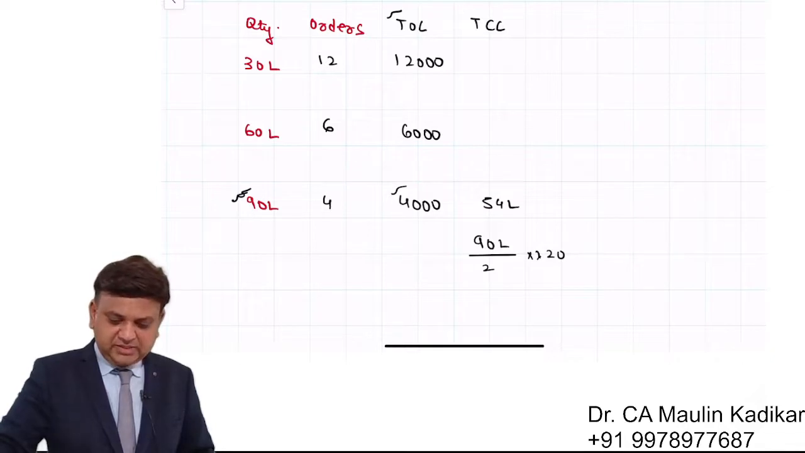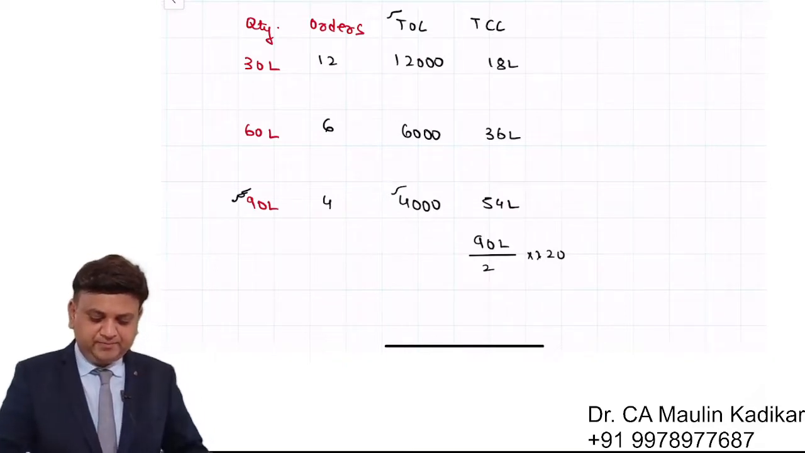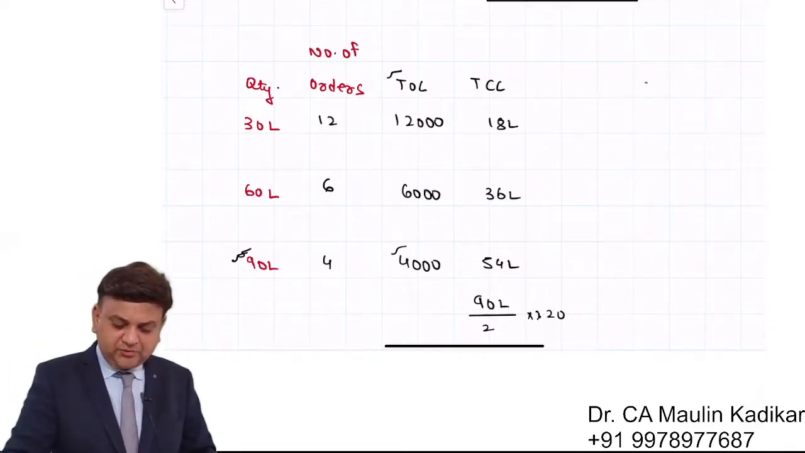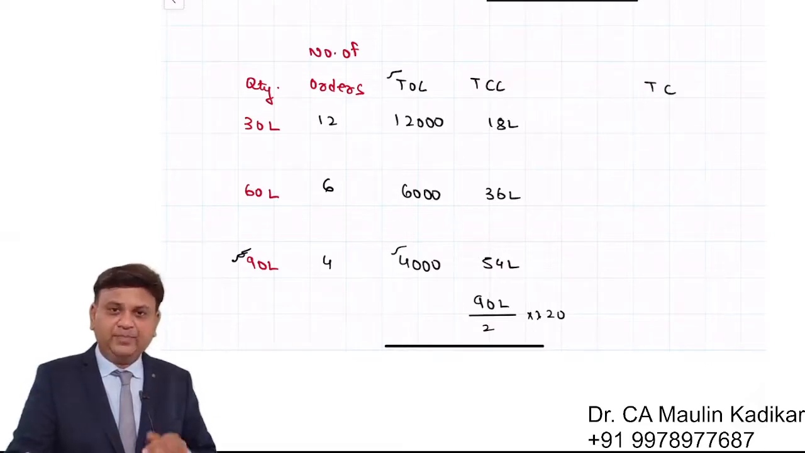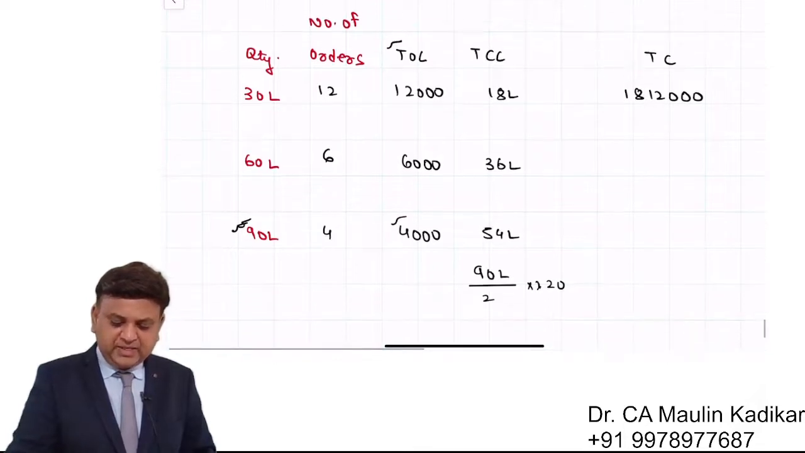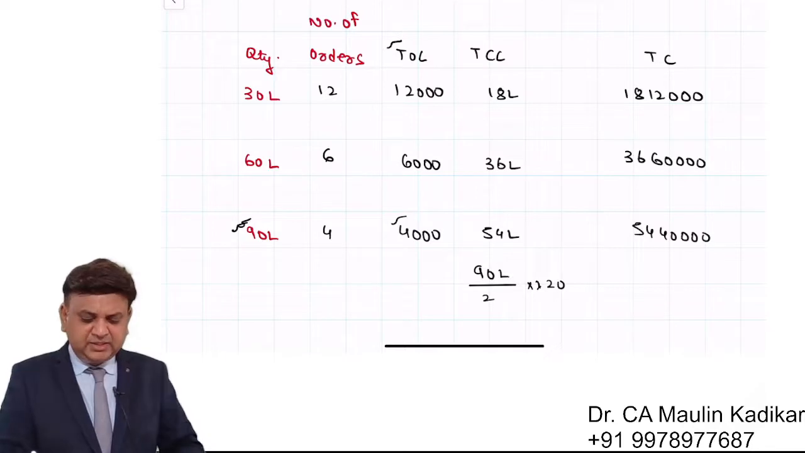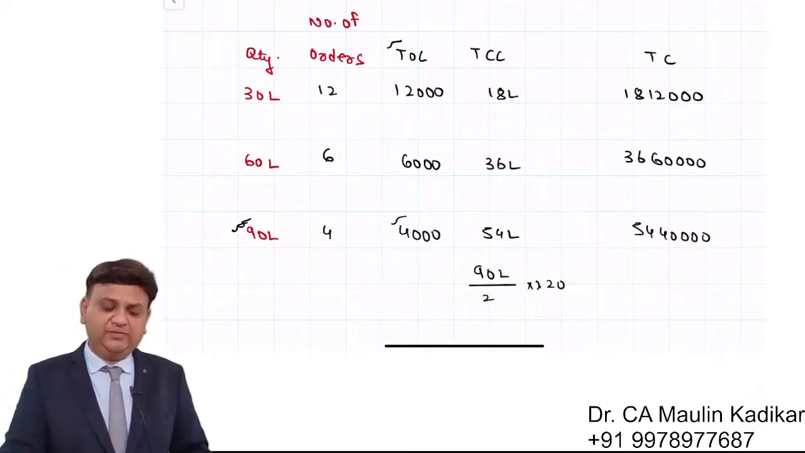Then 60 lakhs divided by 2 into 1 rupee 20 paise, that comes to 36 lakhs. 30 lakhs divided by 2 into 1 rupee 20 paise, that comes to 18 lakhs. So the total of both of them is the total cost. Like in the first case it is 18 lakh 12,000. In the second case it is 36 lakh 60,000. In the next case it is 54 lakh 40,000. This is what we understand is the total cost that we have.